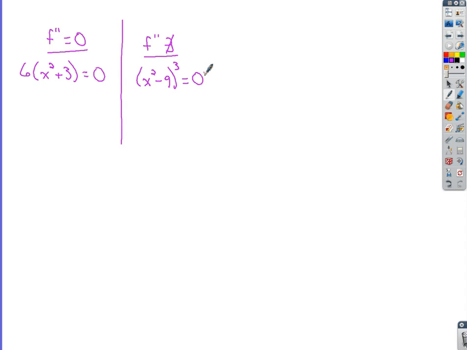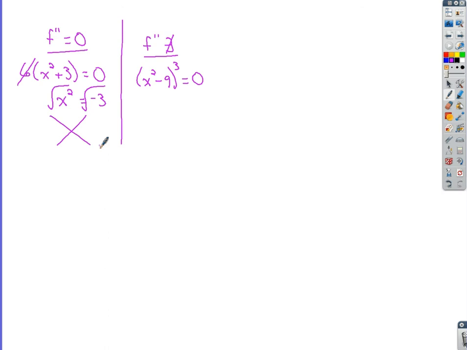On the equal 0 side, if I'm solving for x, I could divide both sides by 6 to cancel out the 6. x squared plus 3 would equal 0, so x squared would equal negative 3. If you take the square root of each side, that's not going to work out so well. So on this side, we're not going to have a solution, right? We don't get a result from that side.